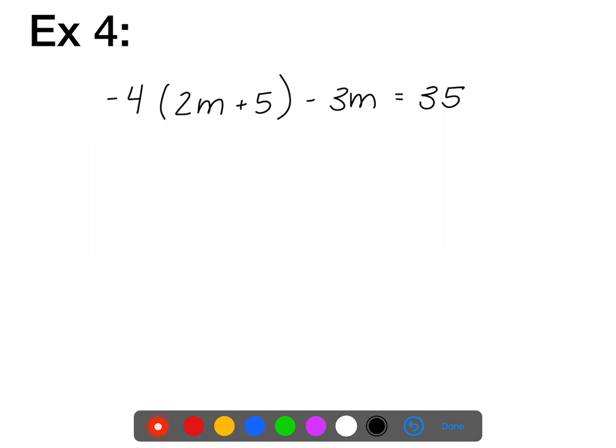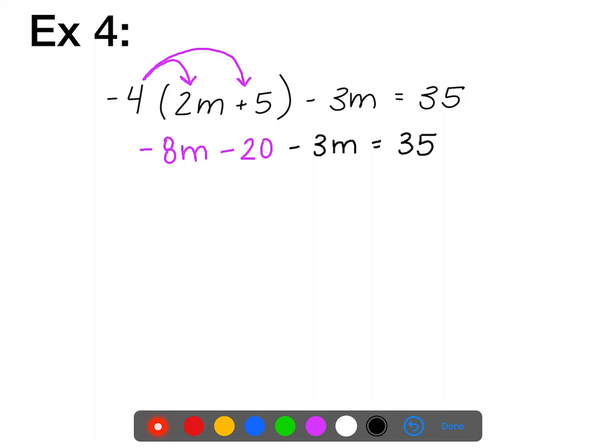So when I look at this problem, right off the bat, I say, okay, do I have to distribute anything? Heck yeah, I have to distribute that -4. I'm bringing the -4 into the 2m and the 5. -4 times 2m gives me -8m. -4 times 5 gives me -20. Bring down the rest, -3m equals 35.